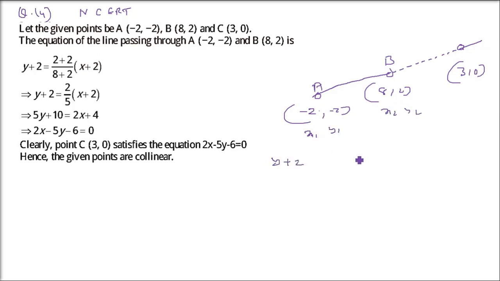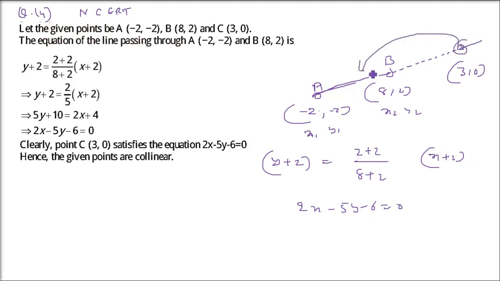So let us make a line first. y minus y1, x minus (-2), x plus 2, y2 minus y1, so 2 minus 2, and then we have 8 plus 2, so you get y plus 2. So the equation will be 2x minus 5y minus 6. Now if these 3 points are collinear, the third point should satisfy this equation. So just put (3, 0).